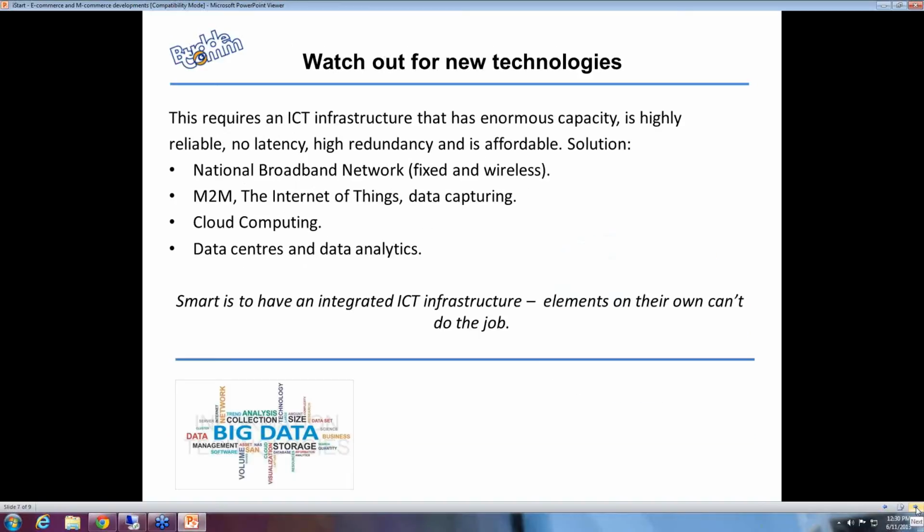So what are the new technologies that are facilitating all of this? I already mentioned them, but I want to recap. Of course, it's our national broadband networks, both fixed and wireless. And the national broadband networks will have to be fiber in the developed economies, at least in the short term, the next 5 to 10 years. Other countries will follow automatically after that.